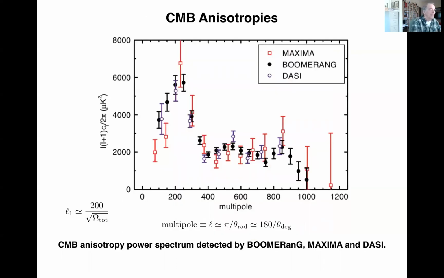And that was the main result of these ground-based experiments. They also were able to estimate the baryon content of the universe. And that has to do, and I'll explain how that's done a little later, with the difference in height between the first and the second peak. The second peak is not very well defined in these experiments.